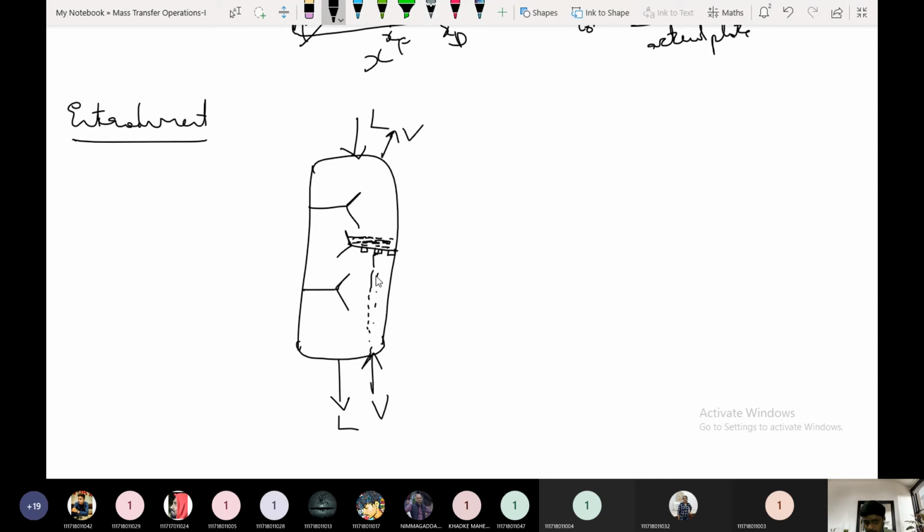So the mechanism which is happening is this: the vapor has to rise through this liquid, then the mixing will happen. So this mixing will happen inside this, then the more volatile component from the liquid phase will be transferred to the vapor phase, then this vapor phase has to keep rising. This is the ideal mechanism which has to be carried out.